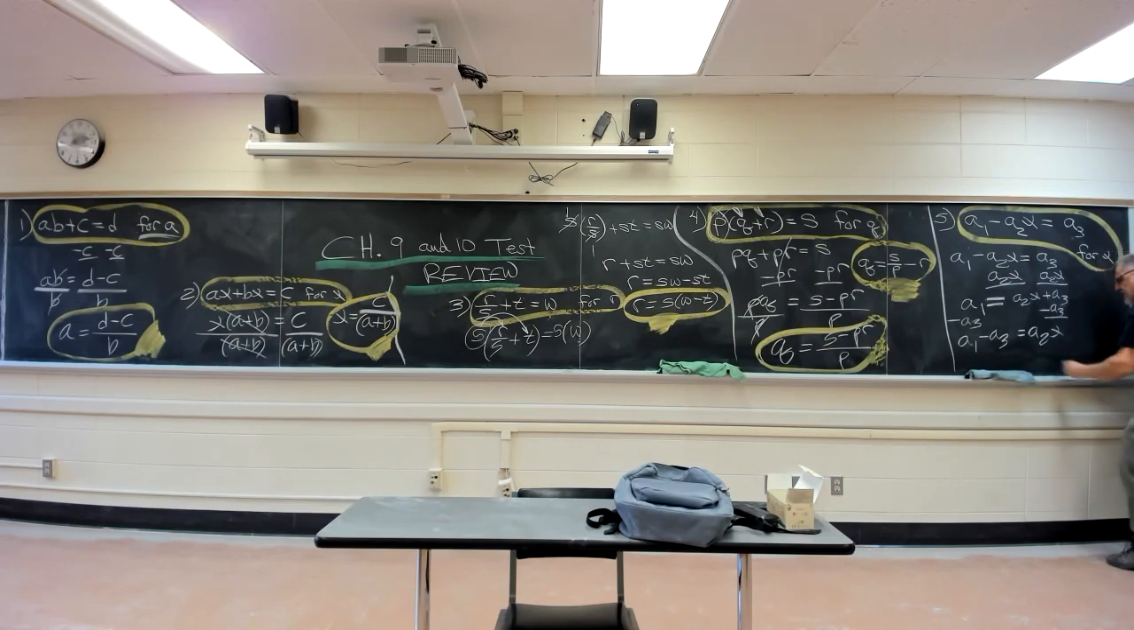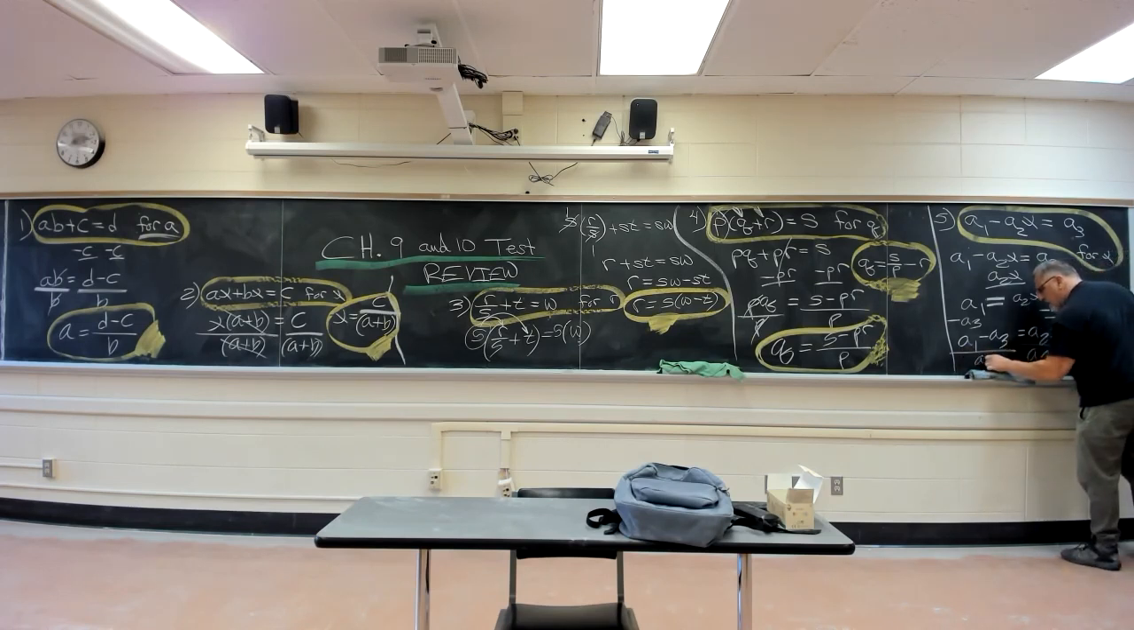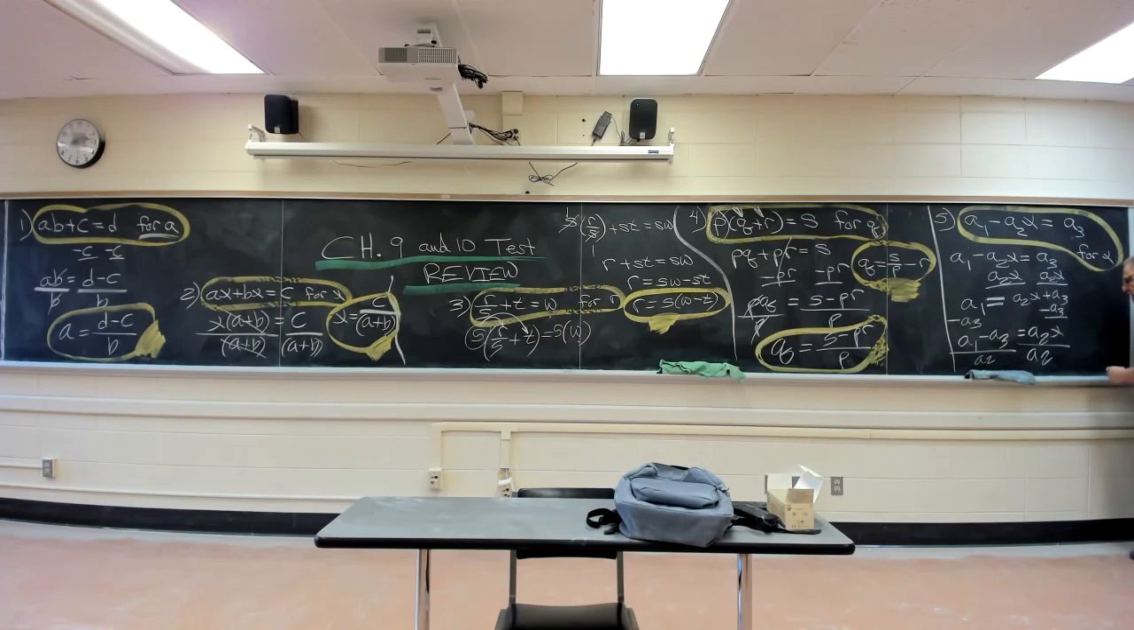Divide by a2 on each side. That goes. You get x equals a1 minus a3 over a2. And here you go.